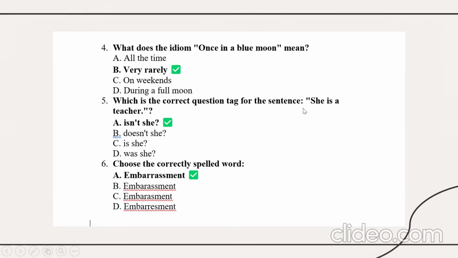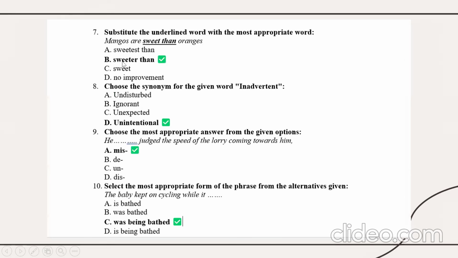Which is the correct question tag? She is a teacher, obviously, isn't she? And choose the correctly spelled word. So you need to find the word with the correct spelling, and this is the correct spelling. Then substitute the underlined word sweet than. So mangoes are sweeter than, superlative, comparative degree.